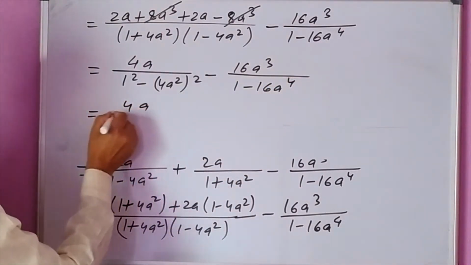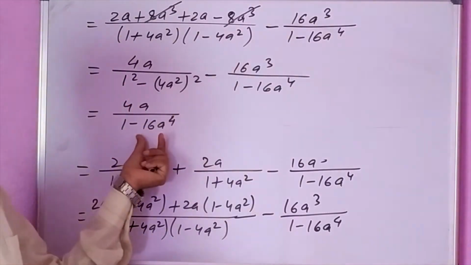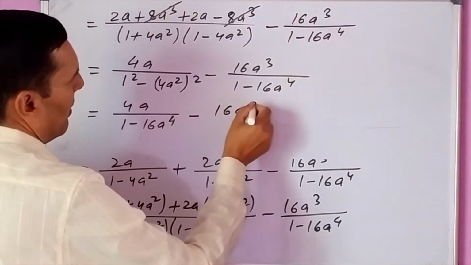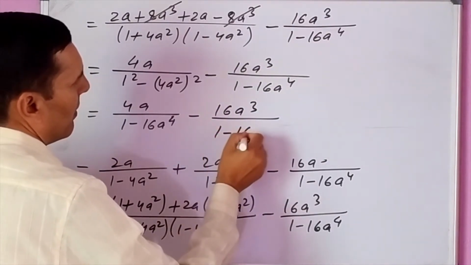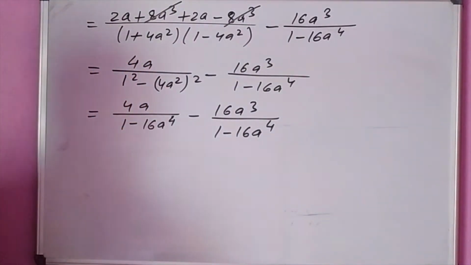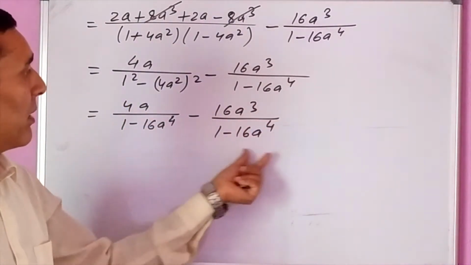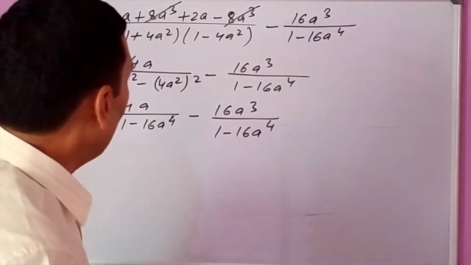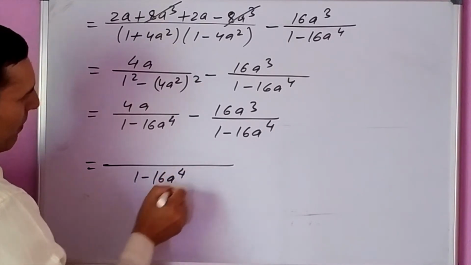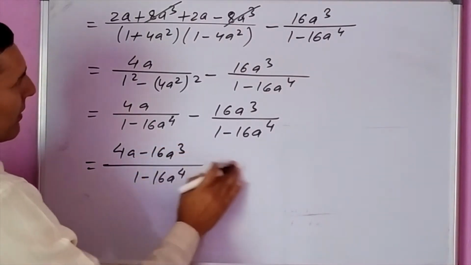So it is 4a upon 1 minus 16a power 4, since the square of 4 is 16 and the square of a square is a power 4, minus the last term as it is. Now we have the same denominator in both the terms. Finally we got two terms here: 4a upon 1 minus 16a power 4 minus 16a cube upon 1 minus 16a power 4. Now our LCM is 1 minus 16a power 4. So what will be remaining here? 4a and minus 16a cube as it is.